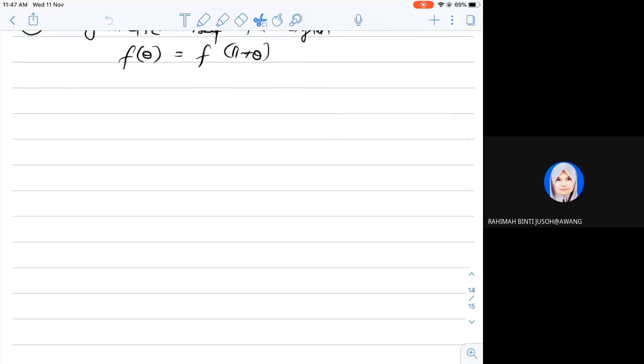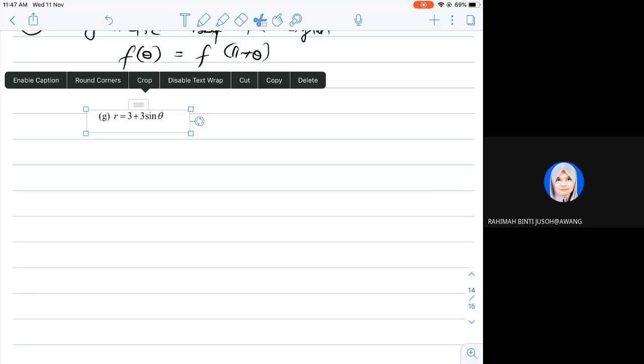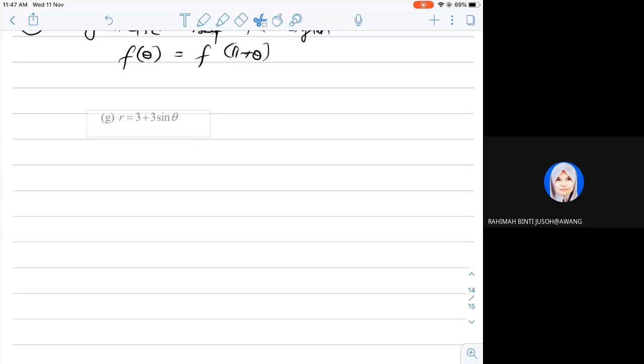Symmetric about 9E dengan 9G about y-axis. Okay. Show symmetric about y-axis. Okay, first solution.